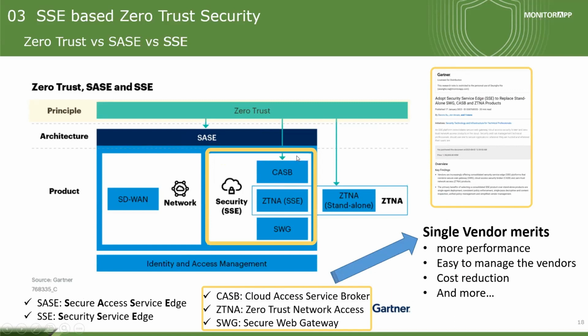So we implemented the SSE platform based on the Gartner guideline. The core components of SSE are CASB, ZTNA, and SWG. CASB stands for Cloud Access Security Broker, which means we need visibility into cloud resource access. ZTNA is Zero Trust Network Access, so let me explain later. And SWG is a Secure Web Gateway.